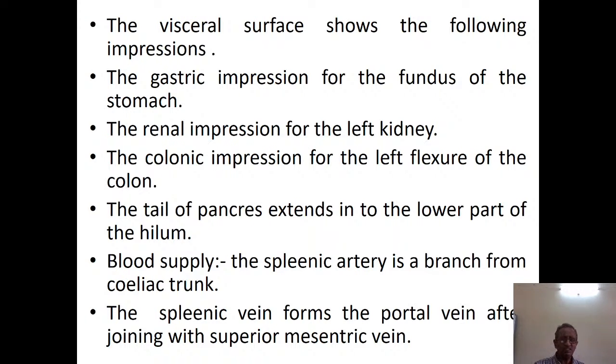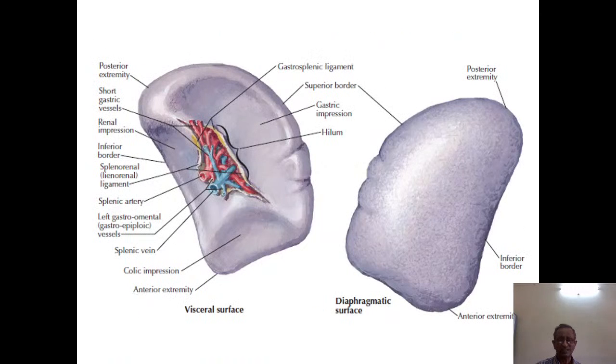Blood supply: the spleen is supplied by the splenic artery, which is a branch of the celiac trunk. The splenic vein forms the portal vein after joining with the superior mesenteric vein at the back of the neck of the pancreas.